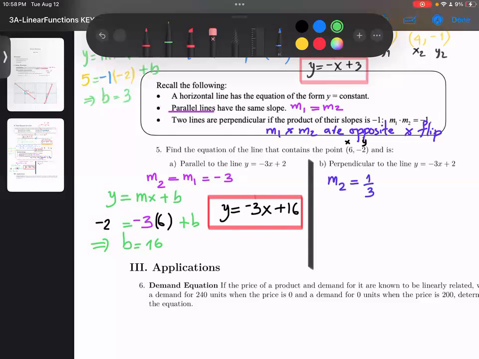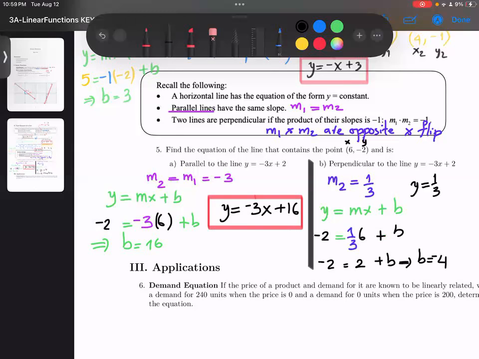All right, for the y-intercept, same way. Just plug things in. -2 equals 1/3 times x, and x is 6, plus b. Okay, -2 equals 2 plus b. So b must be 4. No, -4. All right, so put them together: y equals 1/3 x minus 4. Not too bad.